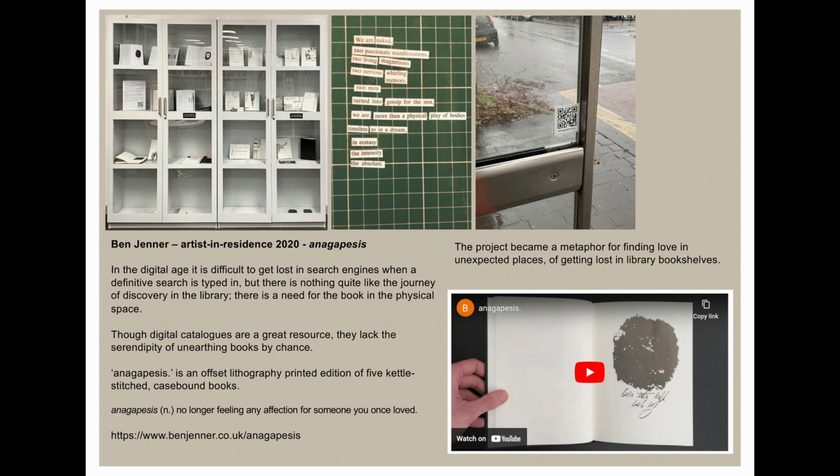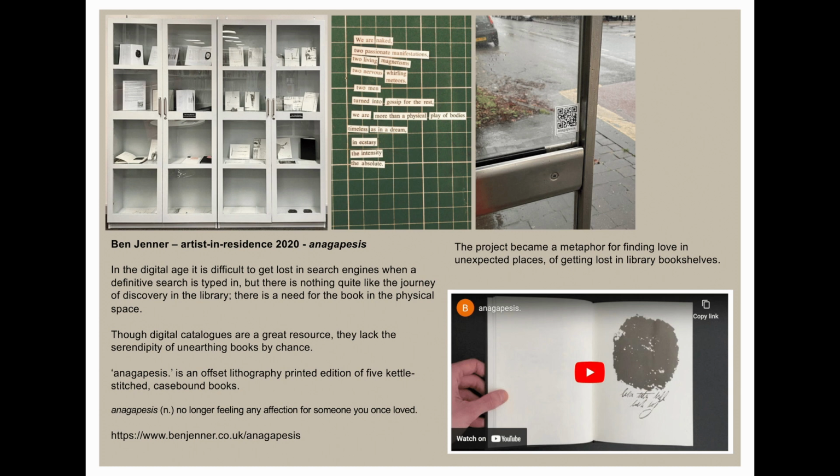And then we had Ben Jenner. So Ben got the worst deal of all, because Ben was selected for his residency just as we went into lockdown. So what had started as a lovely project to come in and do Islamic writing and research the books in person became an online project. So he didn't give up.